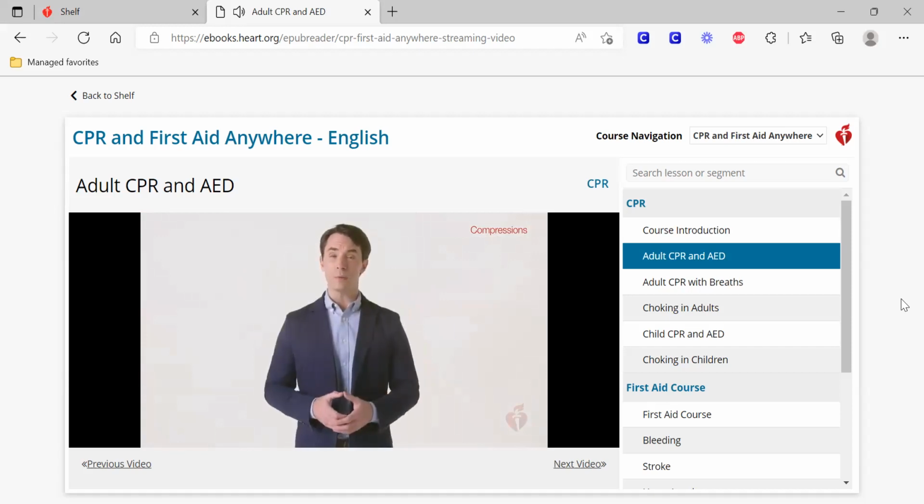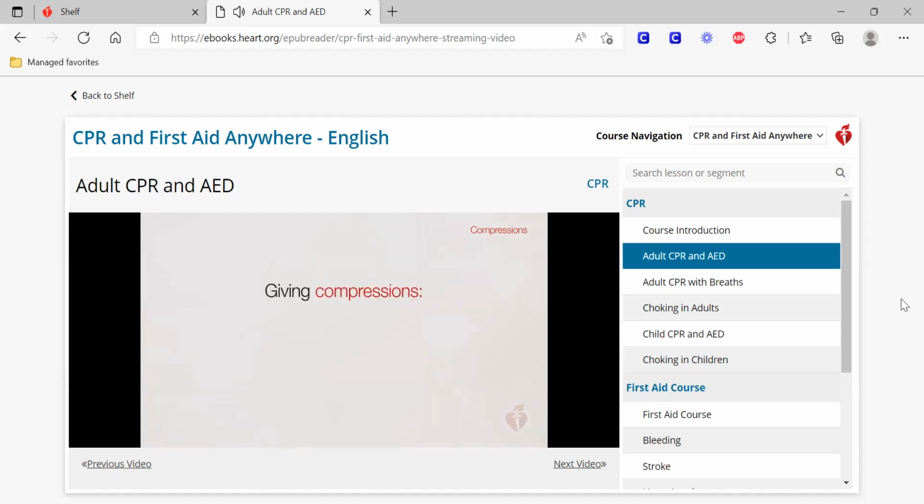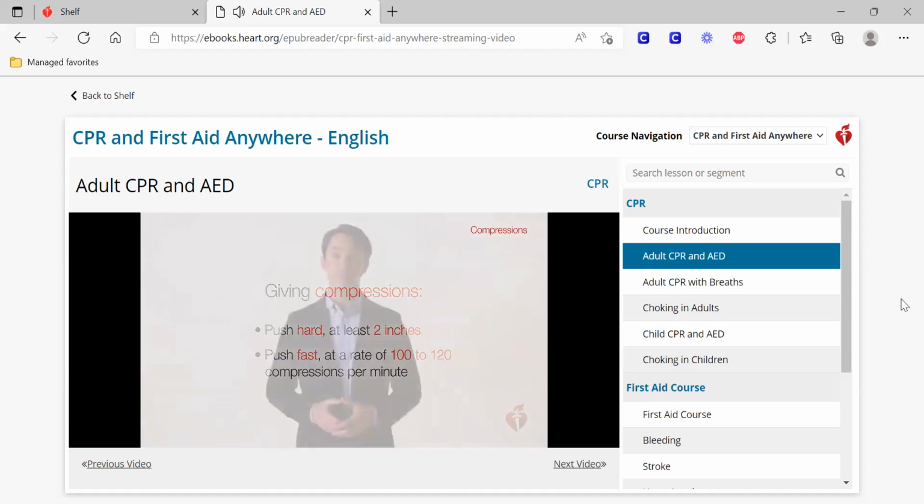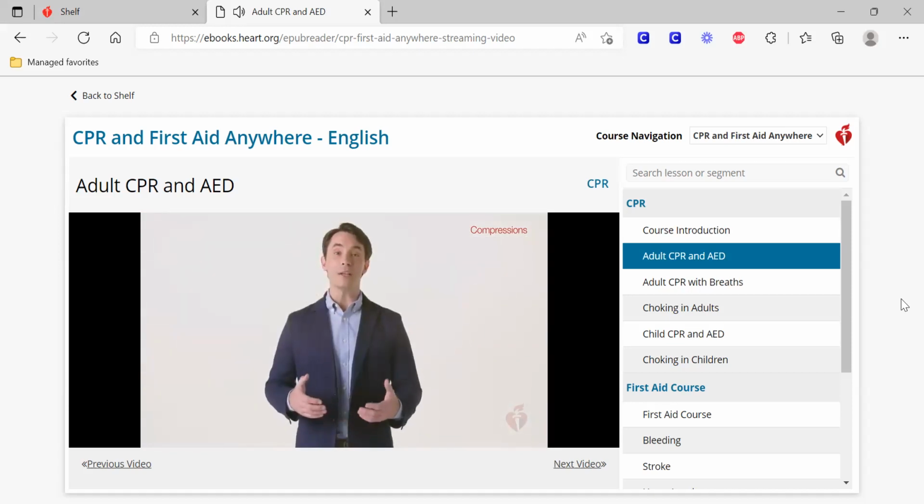Did you hear Minnie Ann click with every compression? If so, great job. That means you were pushing hard enough to keep blood moving through the body. This is one of the most important steps in hands-only CPR. Congratulations, you've learned how to give compressions.